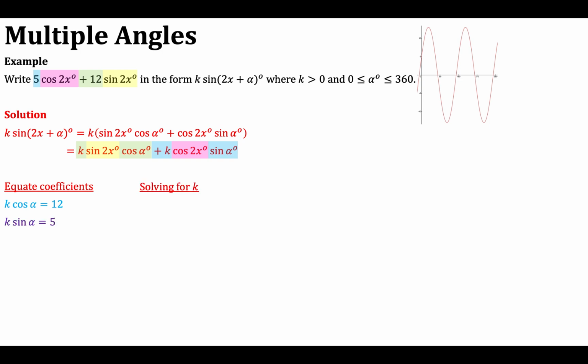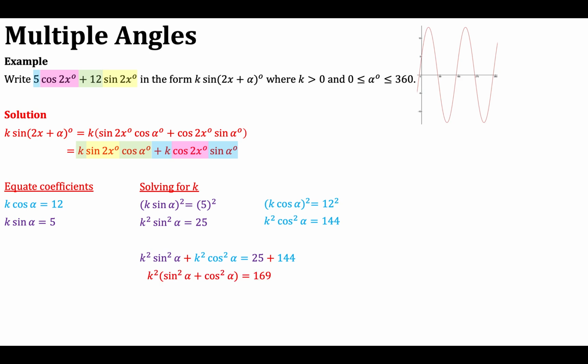We've now got our simultaneous equations, so we can try and solve for k. Squaring each equation gives us k squared sine squared of alpha equals 25 and k squared cos squared of alpha is equal to 144. Adding these together gives us what's on screen, and you can see on the left hand side we've got a common factor of k squared, and on the right hand side we've got 169. Now remember, sine squared of alpha plus cos squared of alpha is equal to 1. And we can conclude here that k is equal to 13.